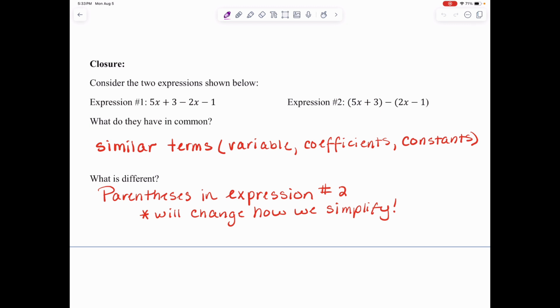But that leads me into what is actually different. We have parentheses in the second expression, which is actually going to change how we have to simplify that. So even though expression number 1 and expression number 2 look almost identical, the adding of those parentheses is really going to change our process. And that's exactly what we're going to look at in our very next lesson. So that concludes our lesson on distributive property and combining like terms, day 1.